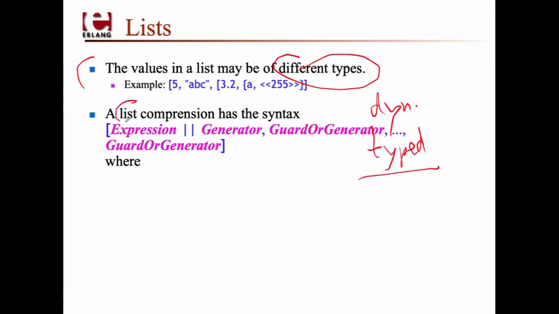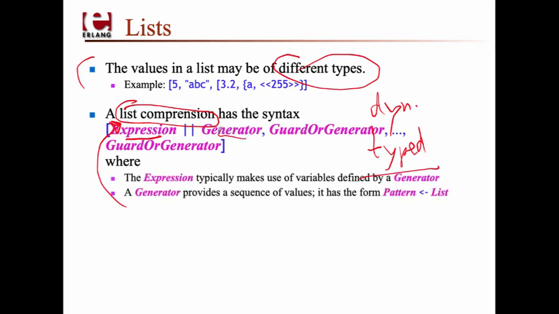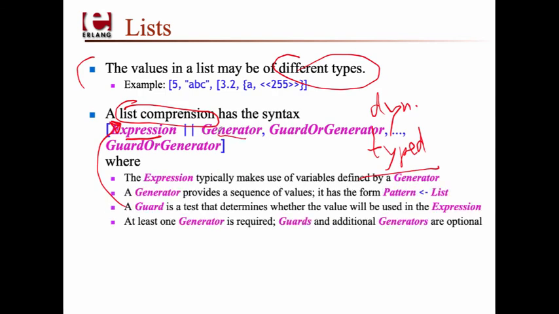We also have in Erlang an interesting concept called a list comprehension. This is a way of defining lists that's very similar to mathematics. We have some expression, and then we have a generator. So we'll show you examples of that.